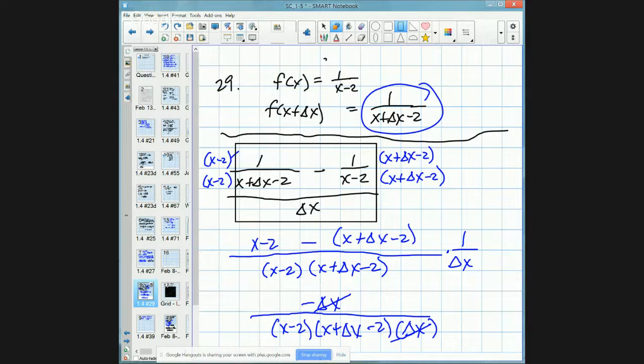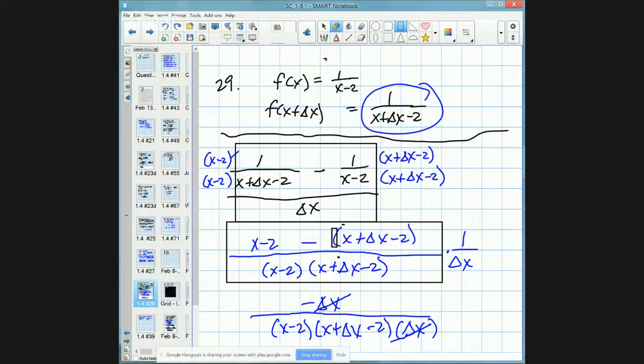Before I can do anything, I've got to get these two fractions together on the top, so I need a common denominator. You can see the common denominator is just each denominator. In the first one, I need the x minus 2, so I multiplied top and bottom by that. On the second one, I need the x plus delta x minus 2, so I multiplied top and bottom by that. That gives me this thing down here in that box. All I did was put the common denominator underneath and then multiply out the numerators.